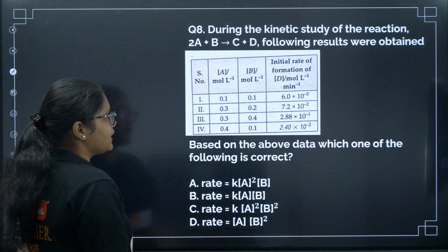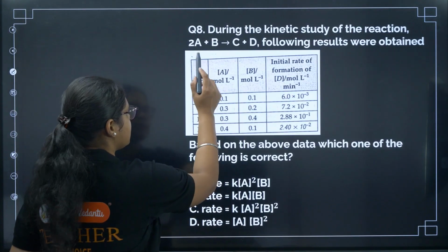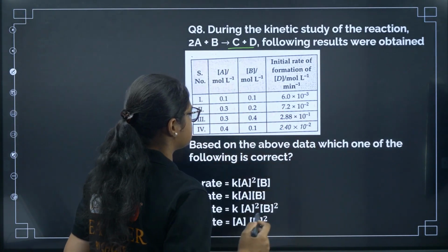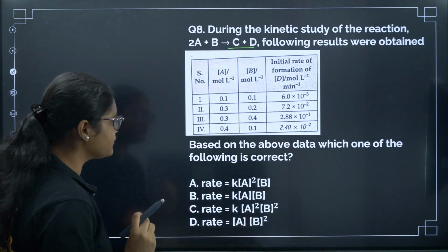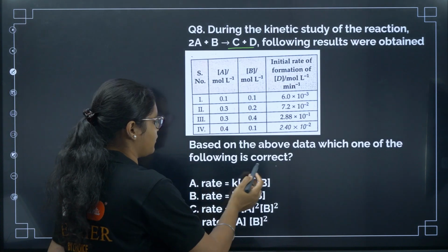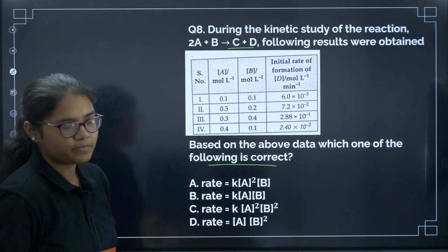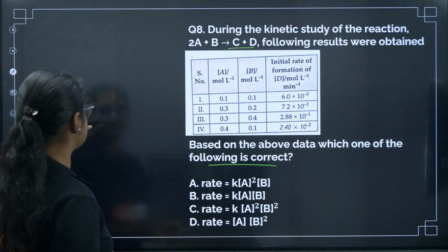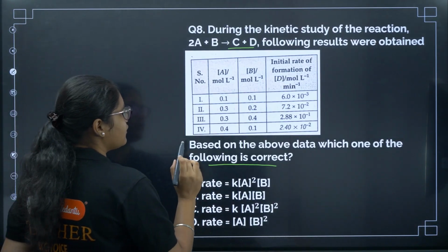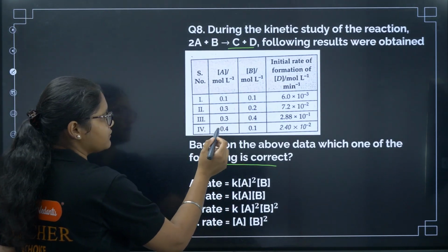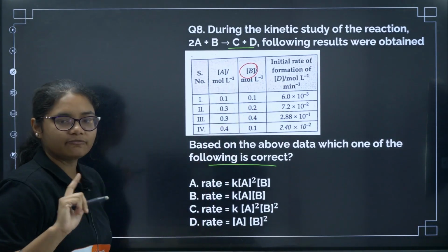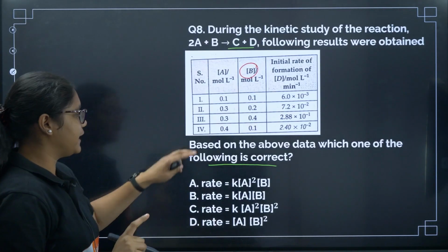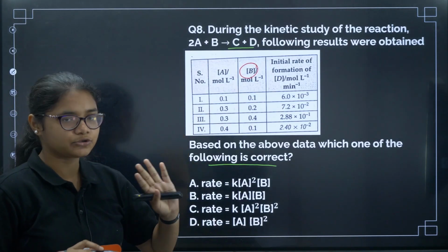Okay, next, during the kinetic study of the reaction 2A plus B gives C plus D, the following results were obtained. Based on the above data, which one of the following is correct? So you have to find the rate law. So you need not solve it, just you have to understand here. So let us first find the order with respect to B.